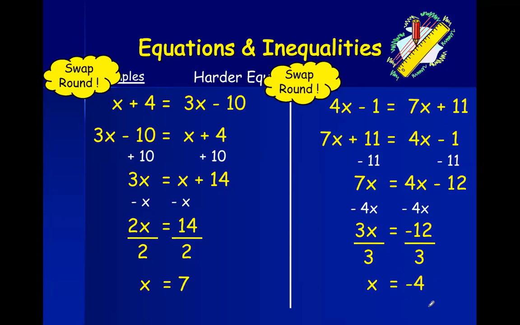I'm going to check that as well. 4 times negative 4 is negative 16. Negative 16 minus 1, negative 17. 7 times negative 4, negative 28. Negative 28 plus 11, negative 17. So I know that these are equal. So it's a smart way of making sure that you will divide by positive numbers by always making sure that your bigger of the two x's is on the left hand side, for example.